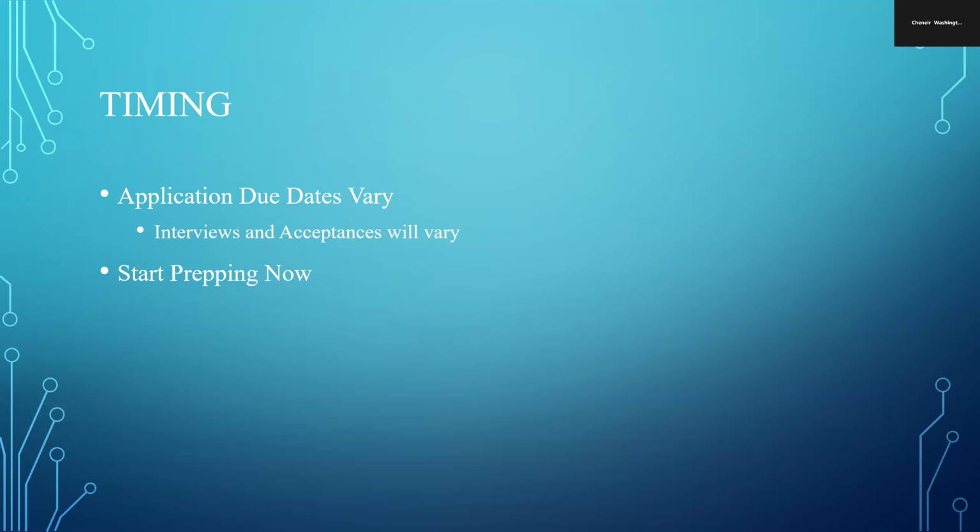You want to start prepping 9 to 12 months out. That way you have enough time to look at all the staff and faculty and their research interests. You have time to see the location, figure out if you want to move there, and see if it's an environment that you want to be in.